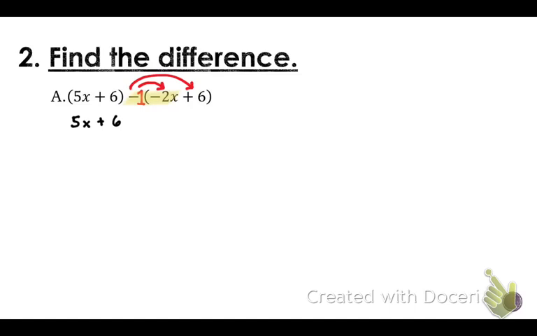Now here's where it gets tricky. I am multiplying a negative times a negative, so my answer has to be a positive. When I am multiplying two negatives together, that's an even number, so they have to become positive. Now, class, what is 1 times 2x? 2x, very good.